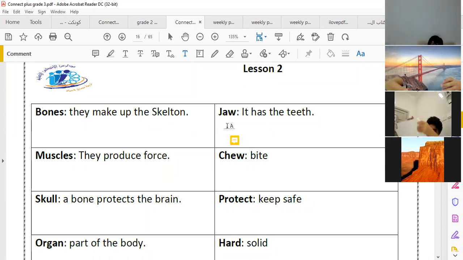Jaw. It has the teeth. Jaw. It has the teeth.